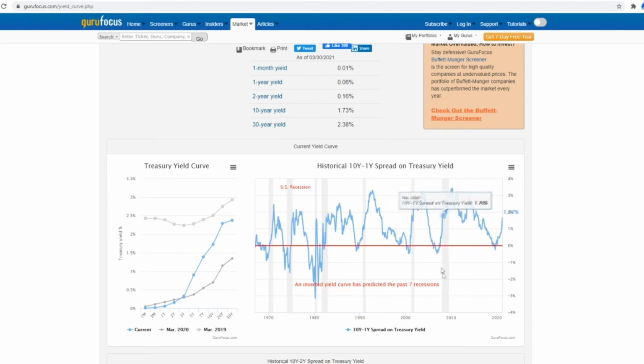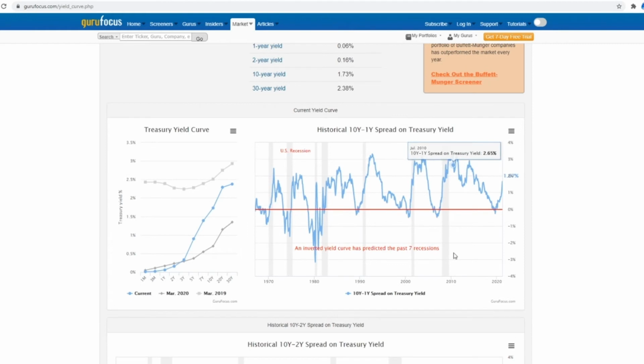So the recessions are in these gray areas right here. And every time the yield curve flipped, about 6 to 18 months later, we saw a bottom of a recession in the economy. So a crash and a recession are not the same. A crash is mostly like black swan events and is in the markets. And recessions are mostly used to describe the economy as a whole. We are in a recession right now because of COVID.